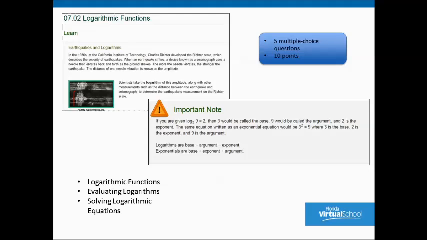7.02, logarithmic functions. Remember back in the segment 1 training video, the important note boxes that students need to remember. In this lesson, the students will learn logarithmic functions, evaluating logarithms, solving logarithmic equations. The assessment for this lesson is 5 multiple choice questions for a total of 10 points.